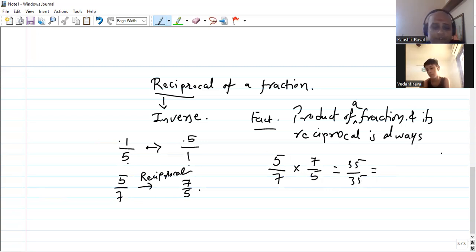You need to take a pencil for this. Come on, you can do better. 35 divided by 35, 35 ones are 35, so your answer is 1. Right? It's a whole. It's no more a fraction. All parts have been covered. Okay. So the product of a fraction and its reciprocal is always 1.